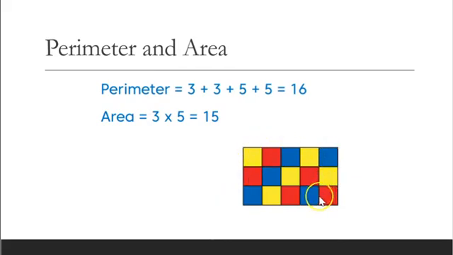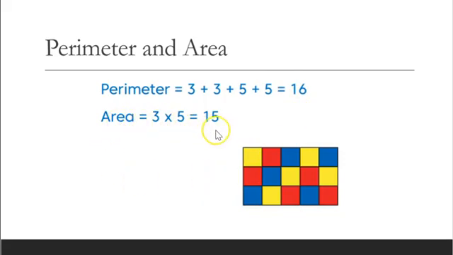So in this array, this rectangle, I have 5 square units across the top, and then 3 rows of that. 3 in each column. So I would do 5 plus 3 plus 5 plus 3, which would give me 16 units for the perimeter.